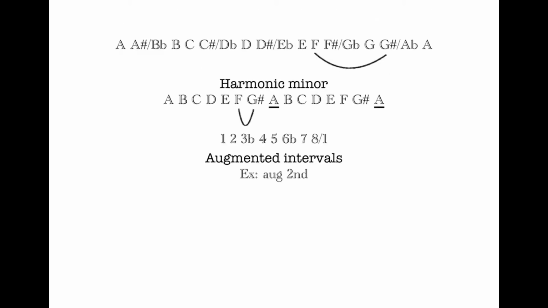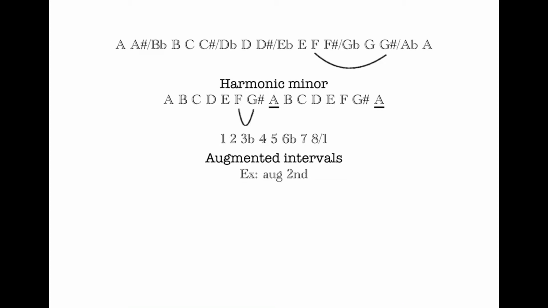Here we have a scale that is an A harmonic minor scale. The harmonic minor is just like the natural minor, except we have a raised 7th scale degree, here seen as a G sharp. This is going to present us with a problem we haven't seen before as we examine the interval from F to G sharp. Notice the interval from F to G sharp.